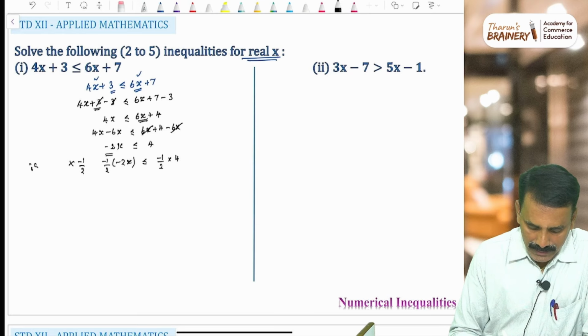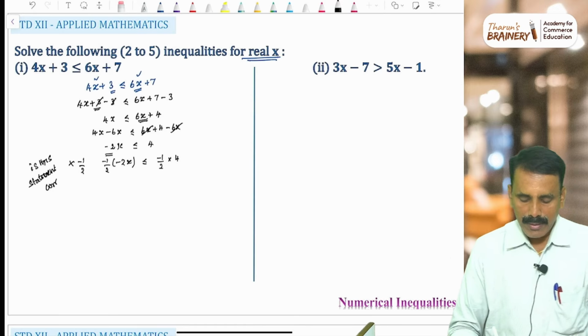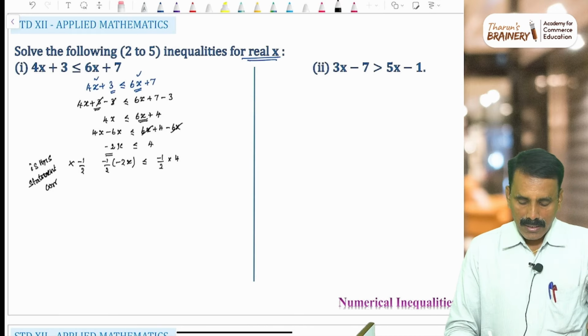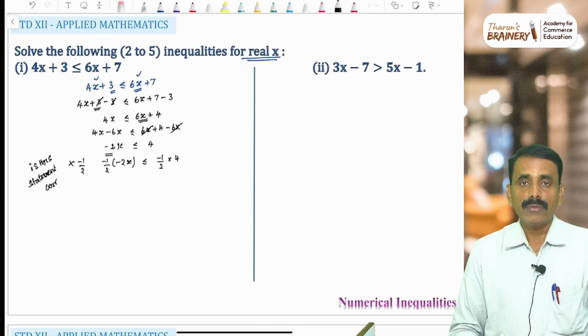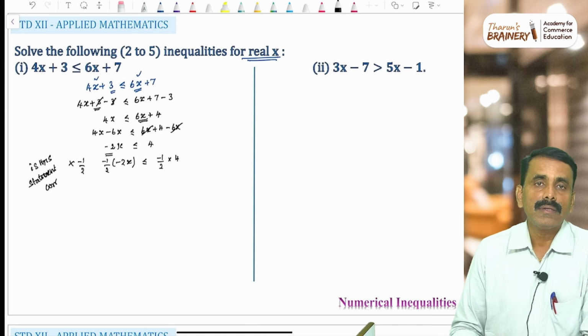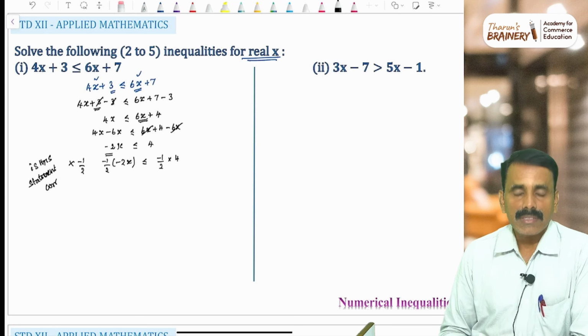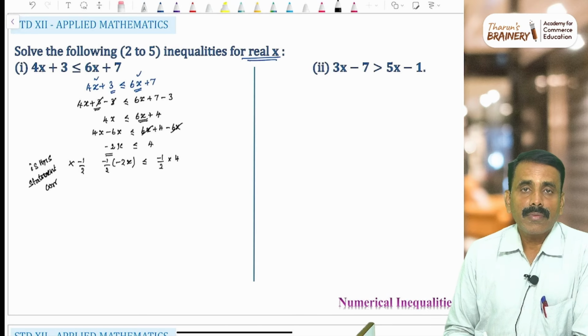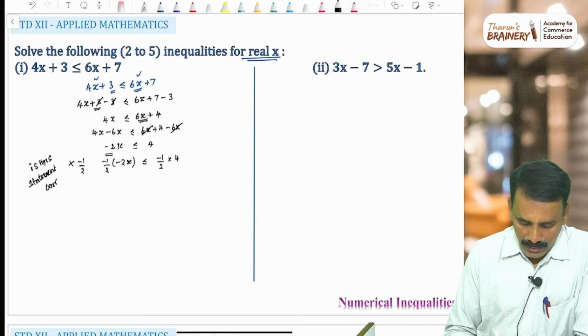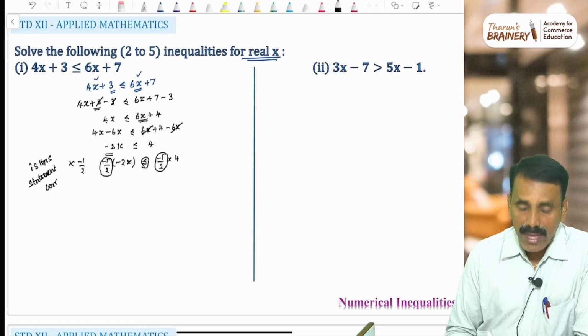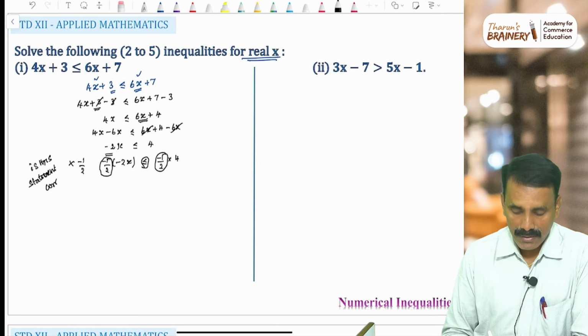Is this statement correct? I multiplied with minus 1 by 2, so I have written minus 1 by 2 into minus 2x less than or equal to minus 1 by 2 into 4. Is this correct? Yes, it is absolutely wrong. Why is it wrong? Because we are going to multiply this expression with minus 1 by 2 on both sides. What will happen in that case? The inequality should be reversed.